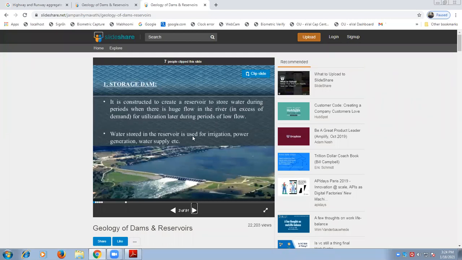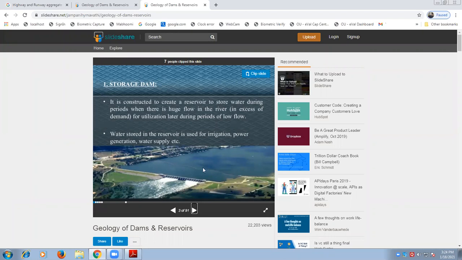Now, storage dam, this is the simplest form of dam. The main purpose of constructing this is to create a reservoir. A reservoir is a huge land area which stores water during the period when there is huge flow in the river.